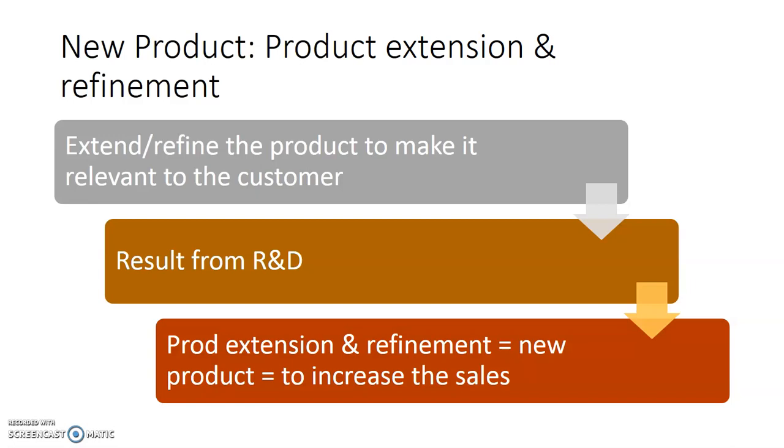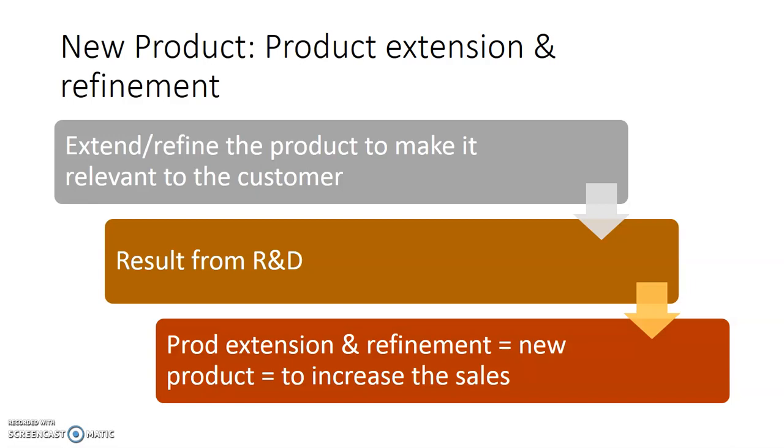So if let's say you didn't change anything, the product will decline at the decline stage and will be out of the market. Okay, how to make this product to be reborn? Now what you do is you do the product extension and product refinement.